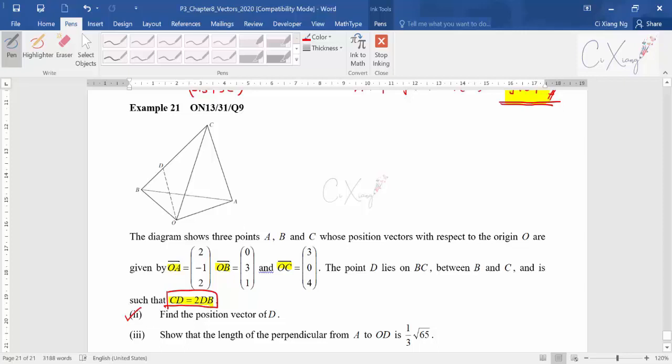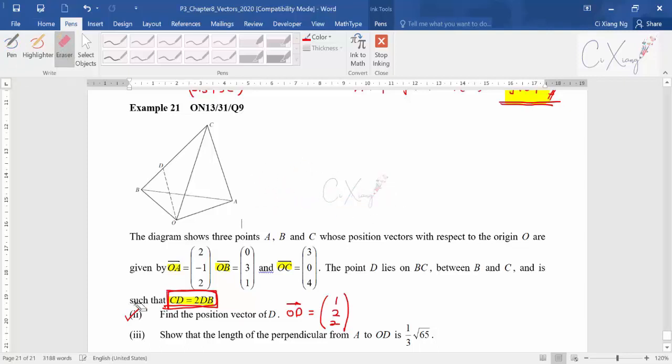This is quite a simple question, so I will just give you the final answer. OD equals 1, 2, 2. This is the answer for OD. So how do we start to find OD? You use CD equals 2 DB. If CD equals 2 DB, then you apply the addition of vectors, so CO plus OD equals 2 times DO plus OB. Then you move all the vectors here and there, and you can get the answer. To me, this is a very simple question, so I'm not going to discuss it.